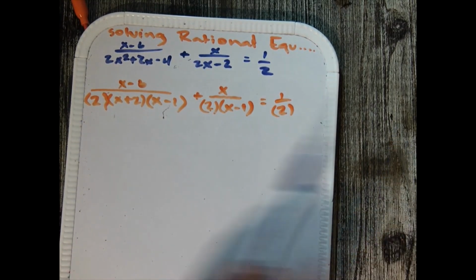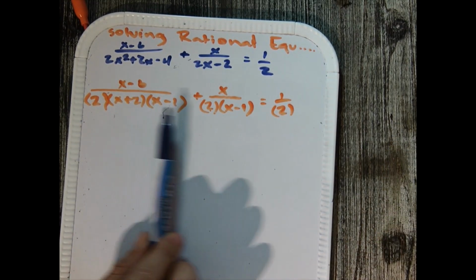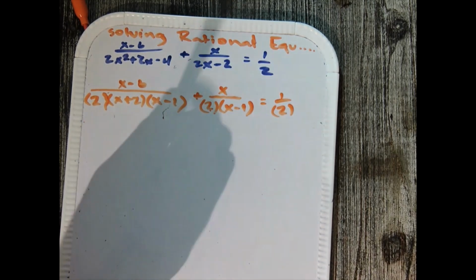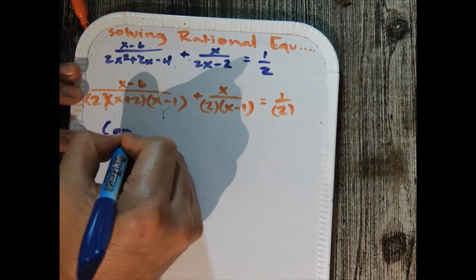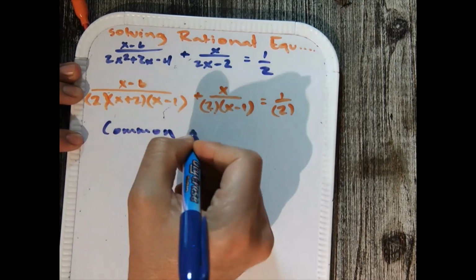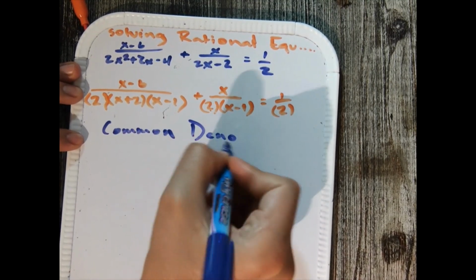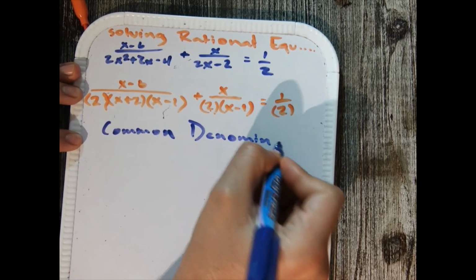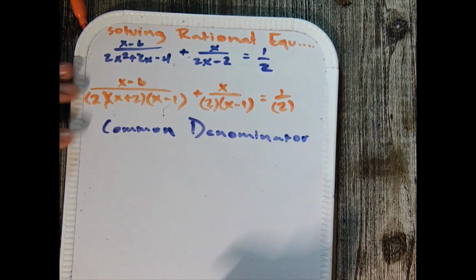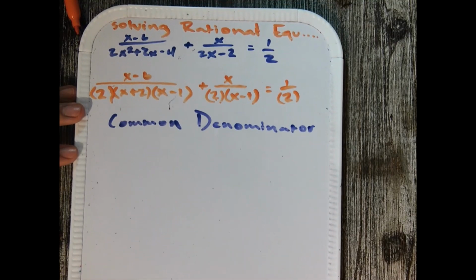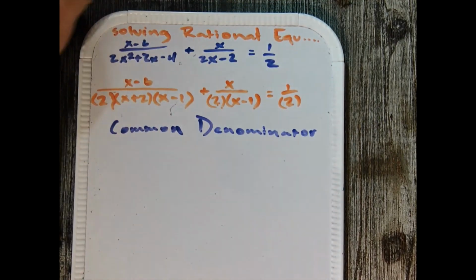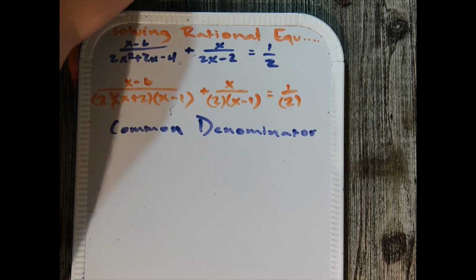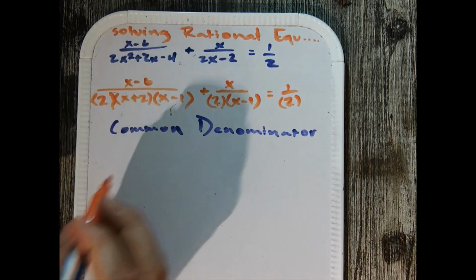Now that I have the factors of the denominator, now I have to find the common denominator. And this is not as hard as it looks. The hard part is to first find the factors of the denominator. That way we can see what we're missing. Now, let me just separate it a little bit.